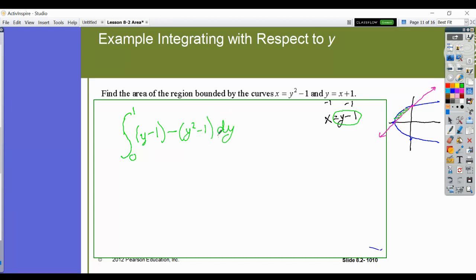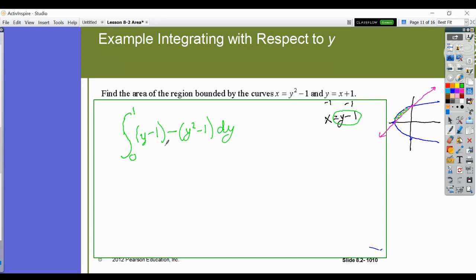Make sure you use the proper variable here, and proper notation. So if we evaluate that with respect to y, I didn't take the time to find these 0 and 1, but you could set these two equations equal to each other and solve them. I could tell from my graph that they cross at -1 here, 1 here, and 0.